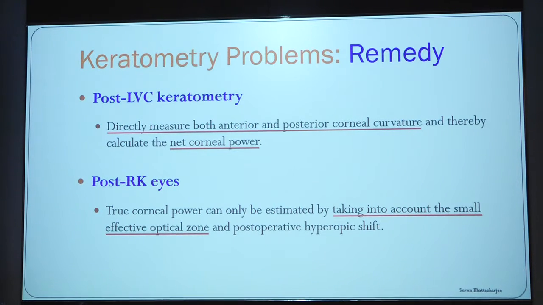So now the workaround or remedy for post-laser vision correction is to directly measure both anterior and posterior curvature, and thereby you get the net corneal power. So now you have the real corneal power. In post-RK eyes, you have to take into account the optical zone also.